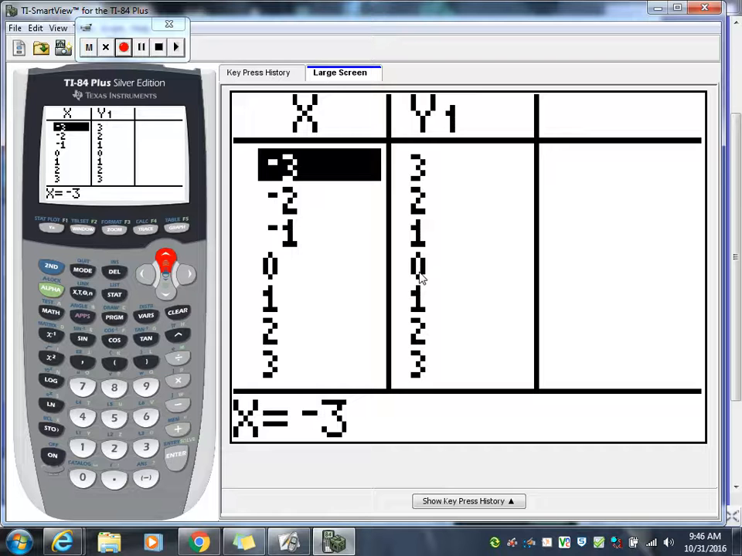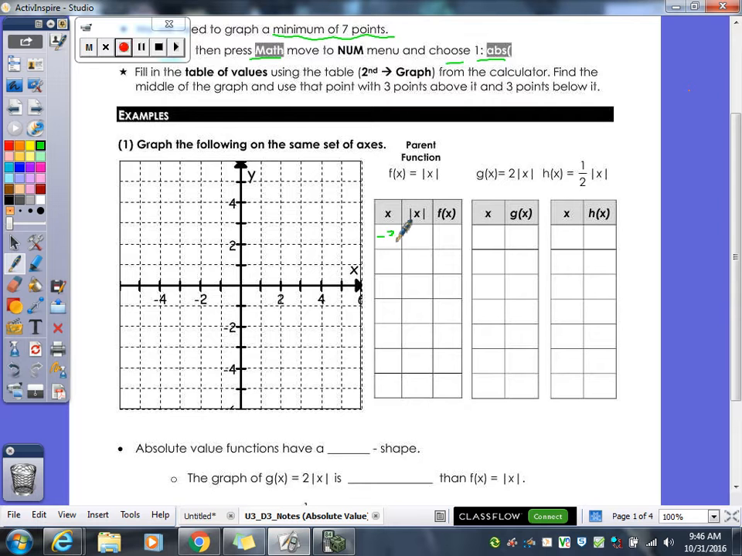So once you have that, you can go ahead and copy that down onto your table. Yours just has a bigger screen. So you can keep going till you find your pattern in the top and the bottom, but remember you only need 7 points, so you're not going to need the whole screen.